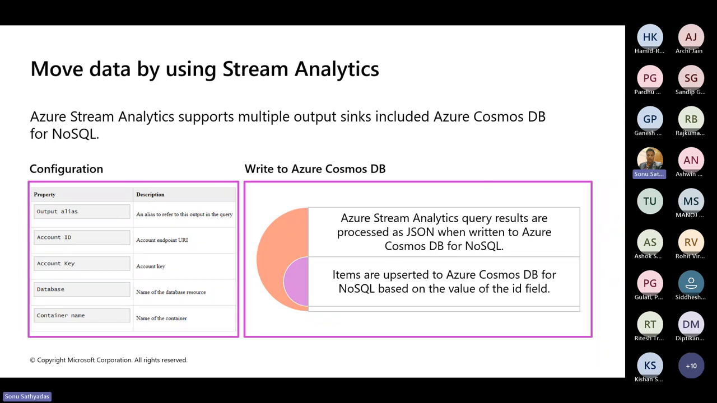The data which is processed in Stream Analytics will be converted into JSON and written into Cosmos DB. The items are upserted to Cosmos DB for NoSQL based on the value of the ID field. Because the upsert operation means you can update existing records. That means if a record already exists with the same ID, it will perform the update operation. But if a record with that ID does not exist, then it will insert it as a new record. That is the upsert operation.